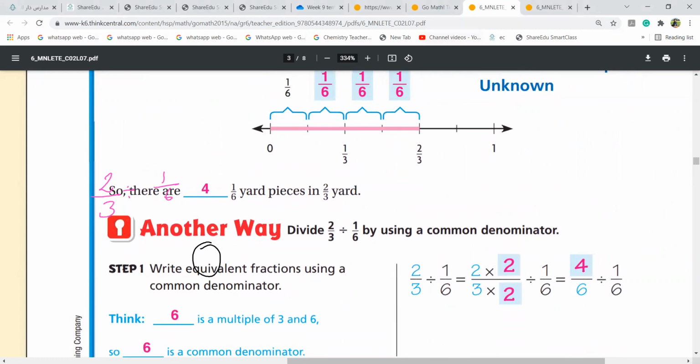See here. The question is that you need to divide 2/3 divided by 1/6. How do you do it? This is using the number line. I got the flipping part. See, this is using the number line. They wrote here 0 to 2/3. They divide by 1/6 and they got 4 parts. This is the way I don't explain much.